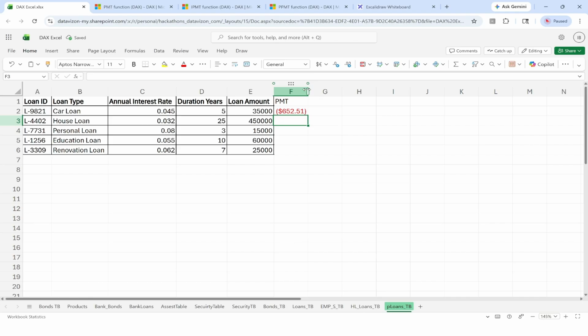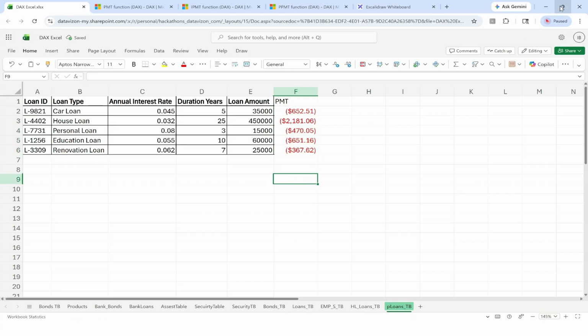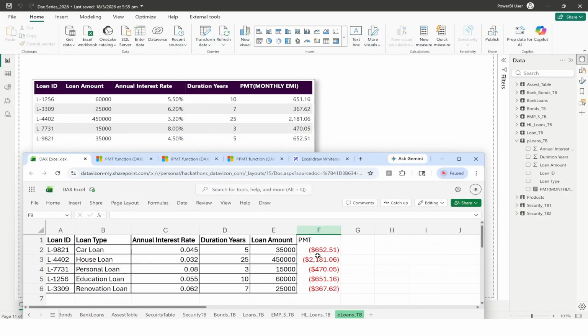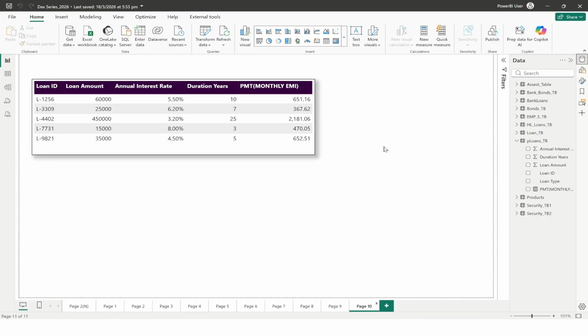See here, why is it showing in the red color? It's in the negative. So for now, let me keep it as it is. Now what we will do, we will compare this with this. See, loan number 9821, 651.51. See, exactly matched. Now 4402, 2181.06, 2181.06. It is also matched. Now 7731, 470.05, 1256, 651.16. 3309, 367.62. So the values are matched exactly.